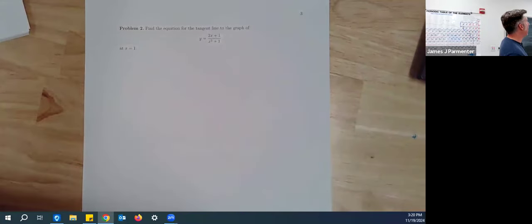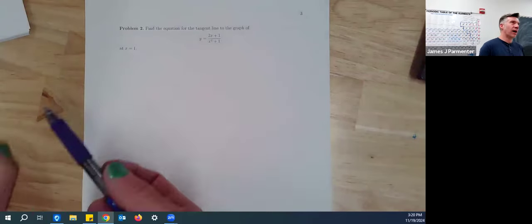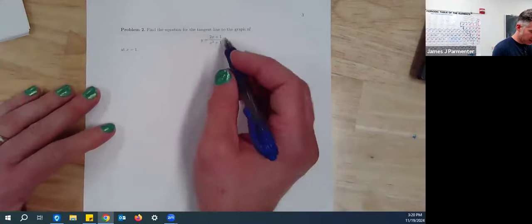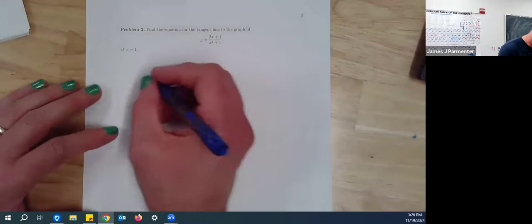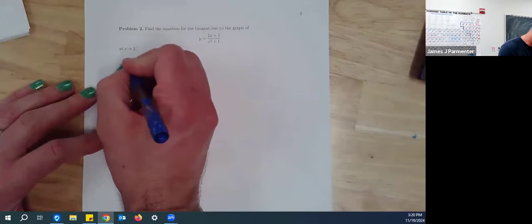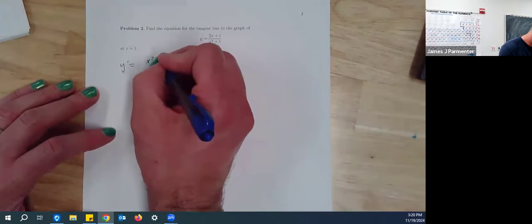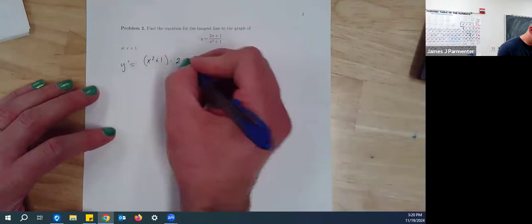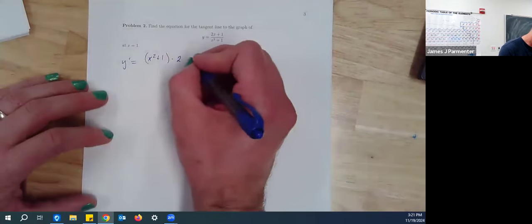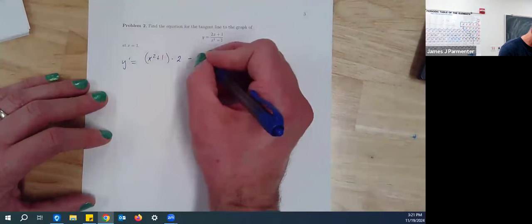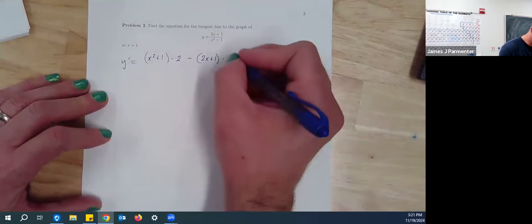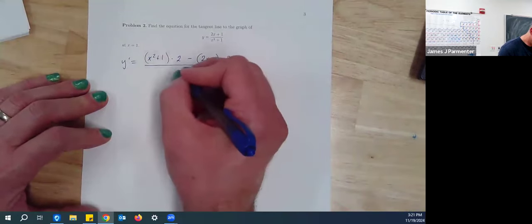So I would mention it is a good idea to do the problem in the way you think your teacher is expecting you to do it, if you can. If you see some wacky way of doing something, you're like, well, that's probably not what they meant for me to do. So let's do this the typical way and find y prime using the quotient rule. So it's going to be the bottom times the derivative of the top, which is 2, minus the top, in parentheses, times the derivative of the bottom, which is 2x, all over the bottom squared.